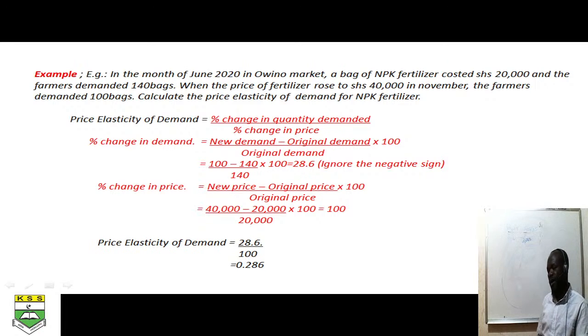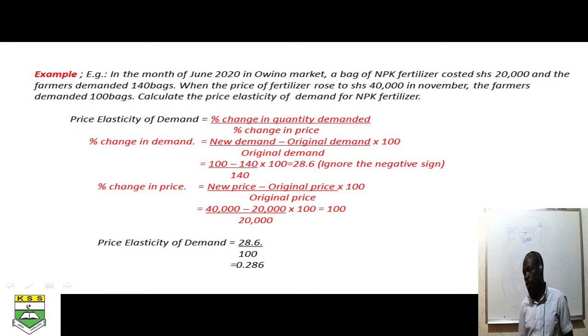And when you come to the price, you see that the change in the price there is 20 out of 20, 40 minus 20 out of 20, you get 1. When you multiply 1 by 100, that's why you have this 100 this side. So at the end of the day, our elasticity is going to be the change in quantity, which is 28.6 out of the change in price, which is 100.